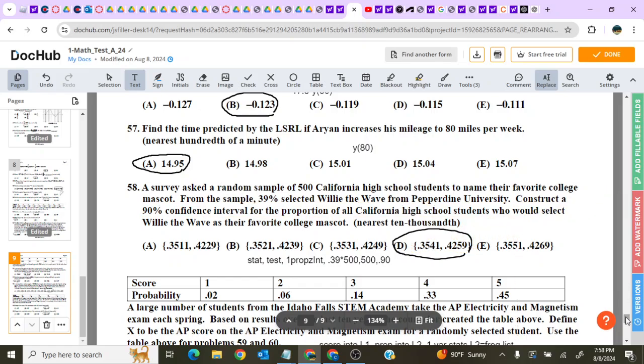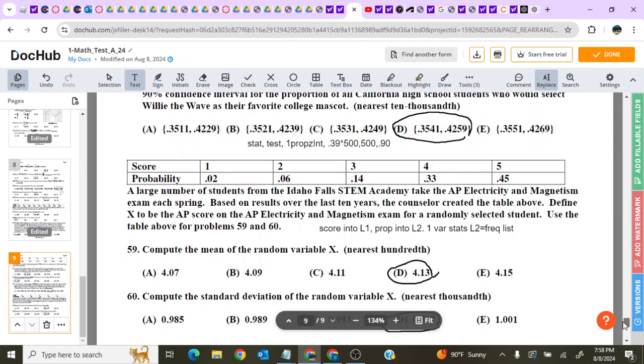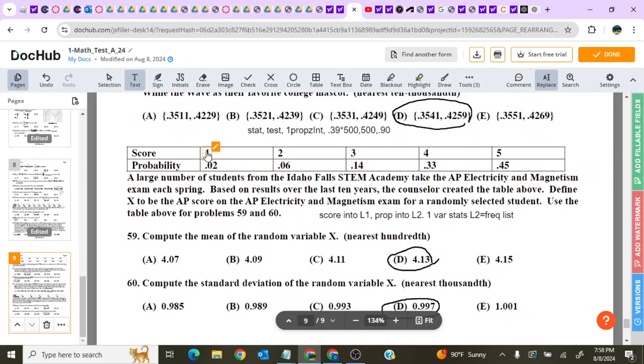So let's go on to the last set. You're given a score and the probability of each score; it basically shows the frequency of each score. Put the scores into L1, the probabilities into L2, and then do one-var stats with L2 as the frequency list. That will get you a mean of 4.13 and a standard deviation of 0.997.